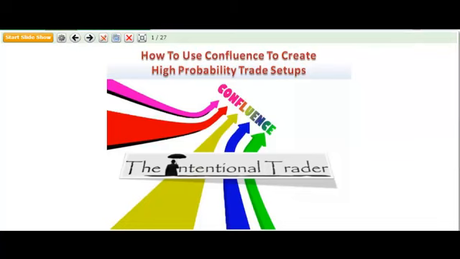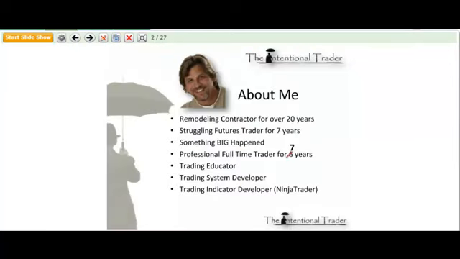Today we're going to talk about confluence, and I'll go into how important it is to trading and the trading that we do at the Intentional Trader. And perhaps it's not something that you've considered adding to your trading, and maybe you should, to see if it can help you be a bit more successful. First of all, let's go over a little bit about me, so you know who you're listening to, and why I might have something interesting for you to hear.